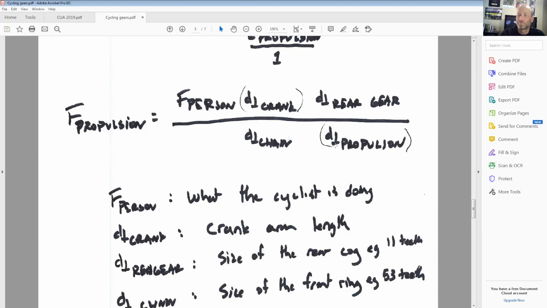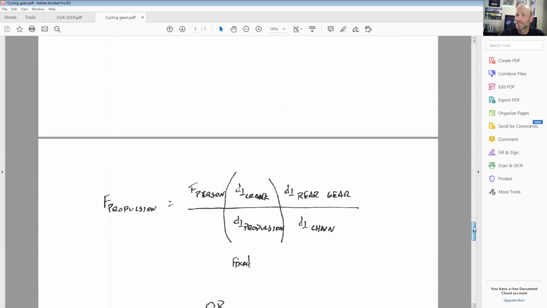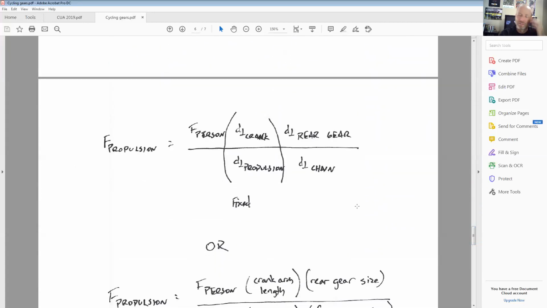I don't think I picked my subscripts well enough to describe this, so I added a final page of notes in your notes, and I rewrote the equation here. I just rearranged things, and I put d perpendicular crank and d perpendicular propulsion right here. This is the crank arm length, and this is the wheel size, and those are fixed while we're riding.